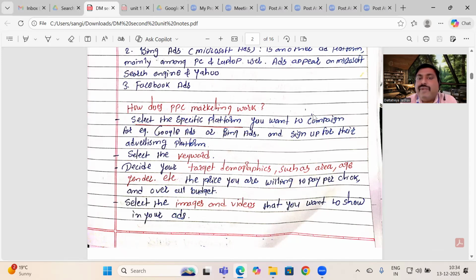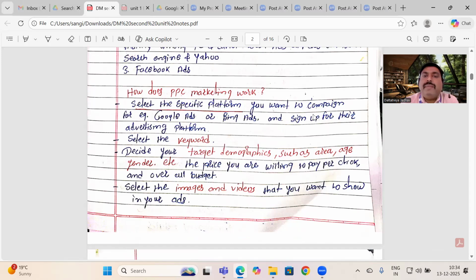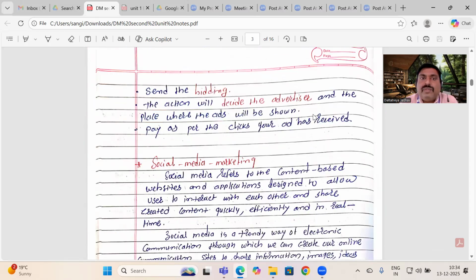Select the images and videos that you want to show in your ads, right? So they can highlight your product. Then decide the advertising action and the place where the ads will be shown. Then pay as per the clicks your ads have received, right? So that parameter will be considered. So this is pay per click. It is one of the marketing skills used to attract the maximum customers.